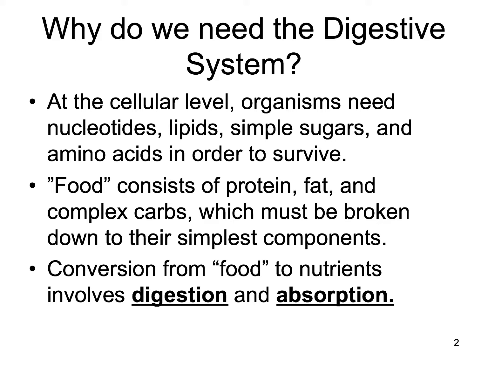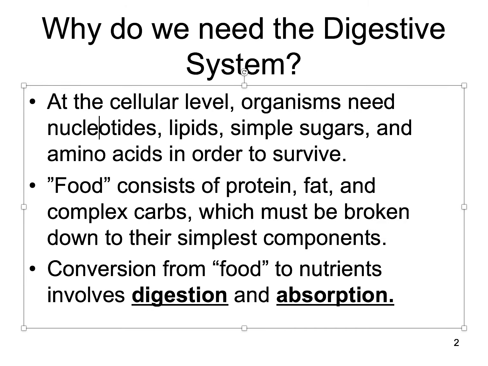Well, at the cellular level, organisms need a couple of major building blocks in order to survive. They need nucleotides, lipids, simple sugars, and amino acids. And the food we eat consists of macromolecules: protein, which is multiple amino acids, fat, complex lipids, and complex carbs, which are simple sugars put together.